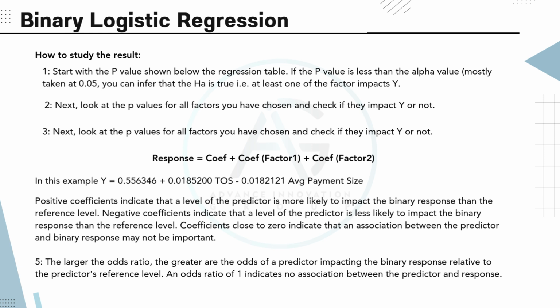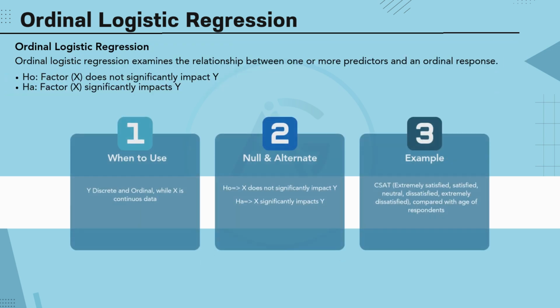In summary, always move from the overall model significance, then to individual predictors, and finally interpret the direction and strength of those predictors through coefficients. Let's now look at ordinal logistic regression, a powerful statistical tool used when the outcome or dependent variable is ordinal. That is, it has a natural order or ranking, but the intervals between categories are not necessarily equal.